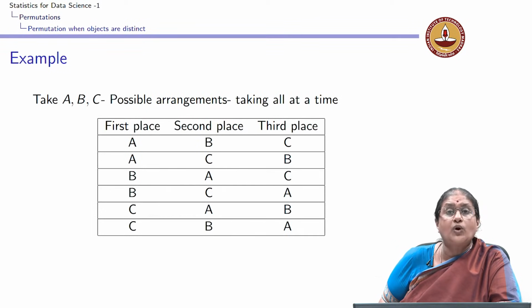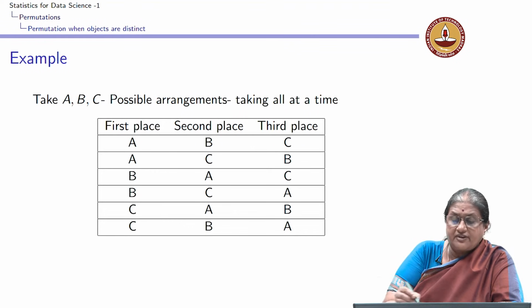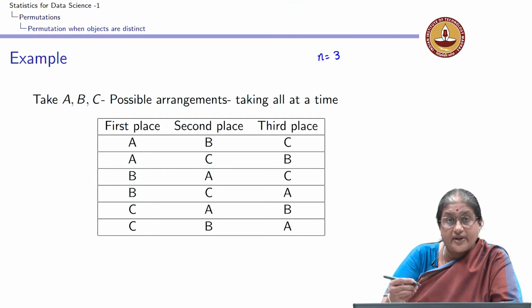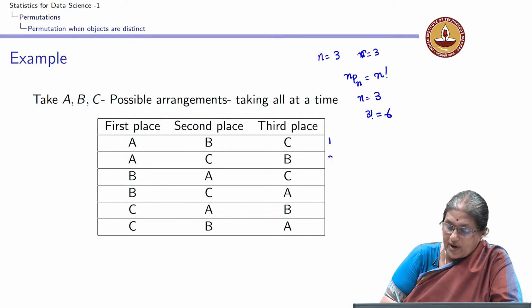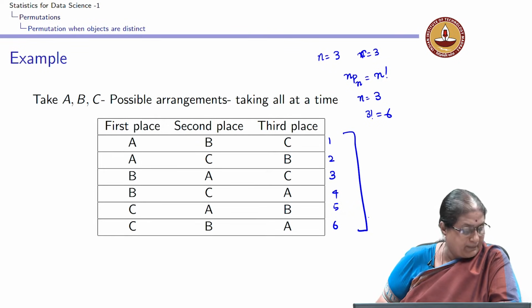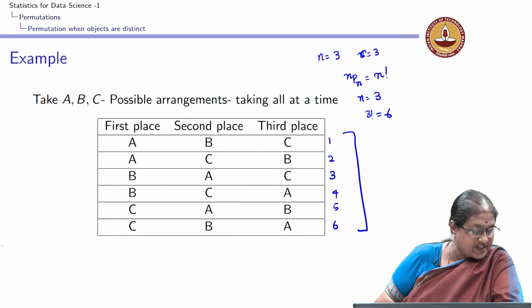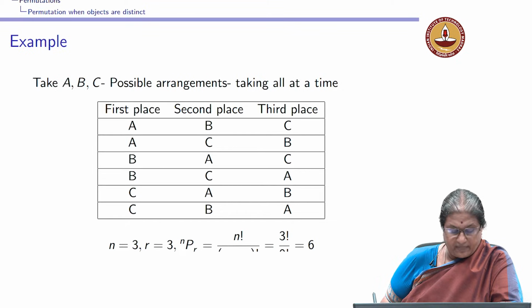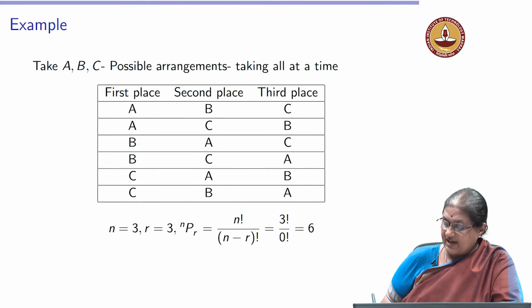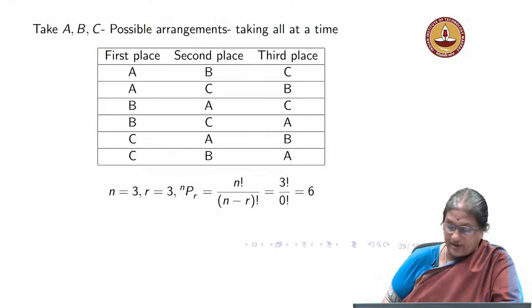So, let us apply that to what we have seen so far. In the first example, my n was 3, and I am taking all at a time, so my r is also equal to 3. This reduces to nPn, which is n factorial when n equals 3. I know 3 factorial is 6, and I have 1, 2, 3, 4, 5, 6, which is the total number of ways in the first example we discussed. So, in the first example, I have nPr equal to 6, which is nothing but n factorial.